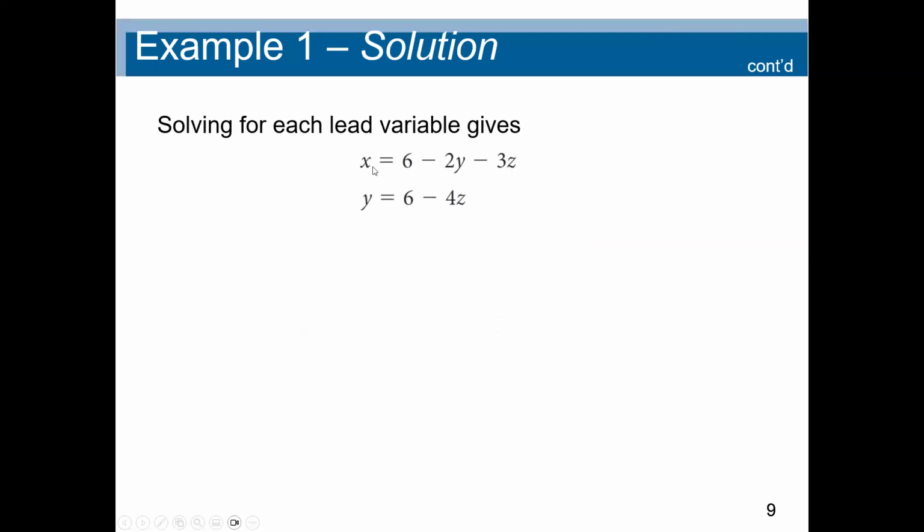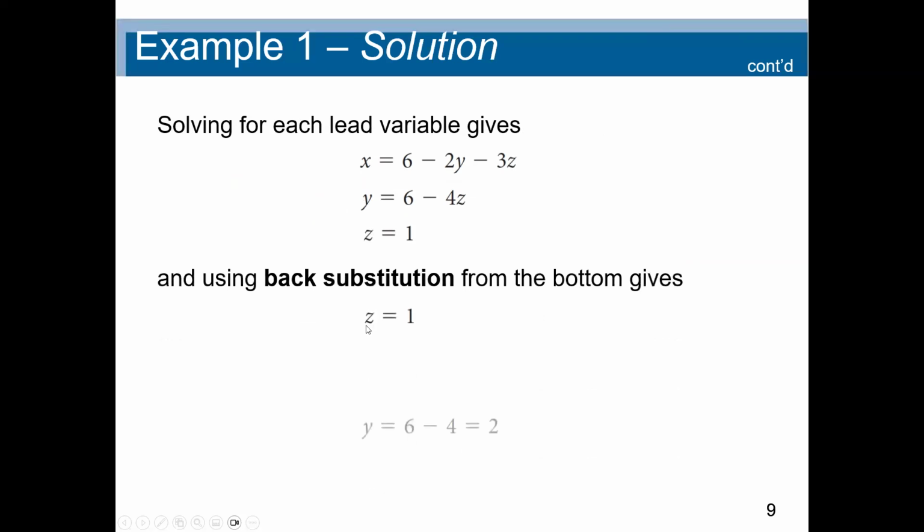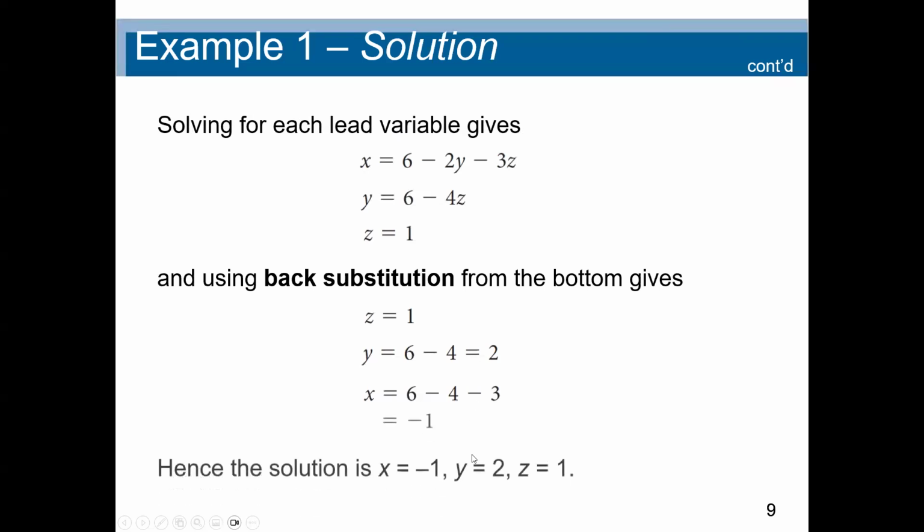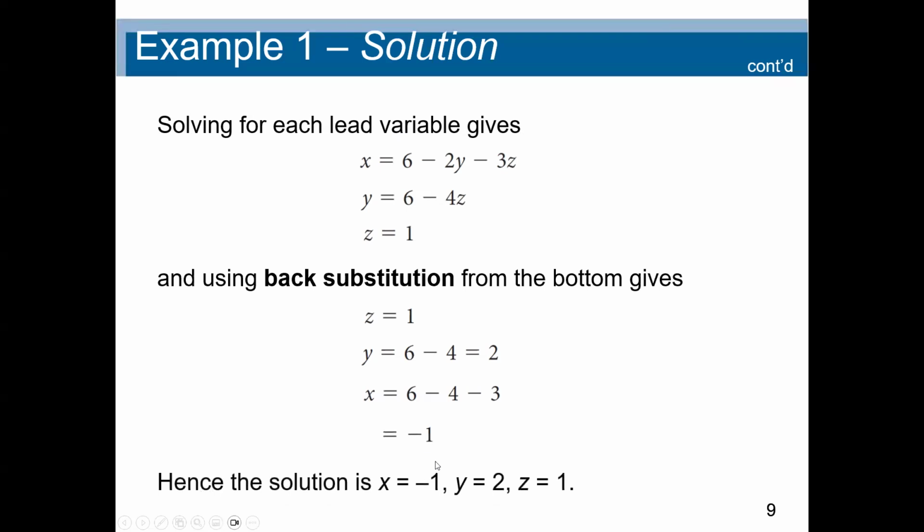So first we find the x and then the y. First of all, we have to find y because we know only the value of z. So we substitute z. z is 1. When we substitute, y gives us 2. So it's 6 minus 4 times 1, 2. Then we substitute for x, 6 minus 4 minus 3. And that will give us, again, -1. So our solution will be x equal to -1, y equal to 2, z equal to 1.